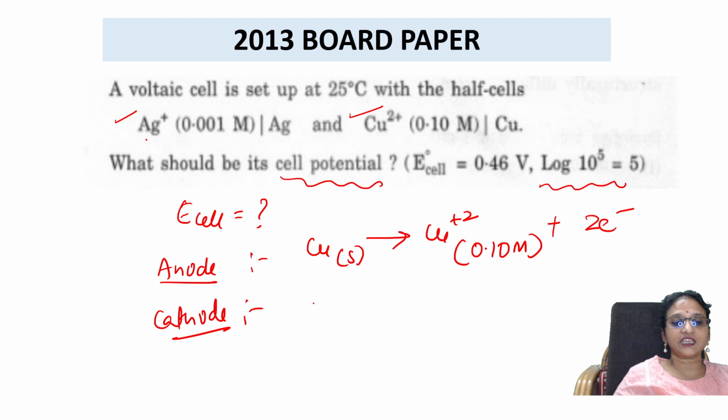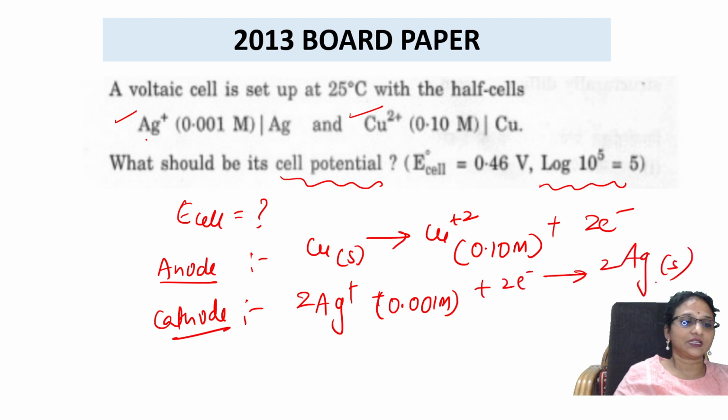At the cathode, what is happening? Silver is taking up those two electrons. Silver plus, because 2 electrons are there, is taking up those 2 electrons. How much is the concentration? 0.001 molar. Taking up those 2 electrons and forming silver solid. Done. So the total number of electrons is how much, students? Now n is equal to 2 electrons transferred. Now let us write the Nernst equation.